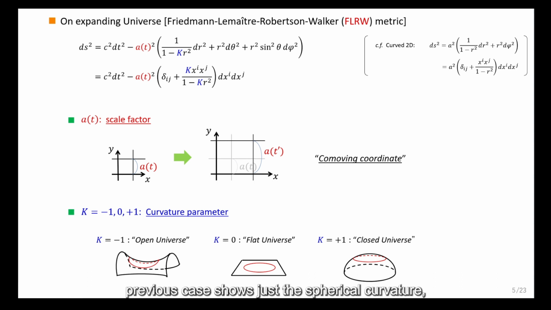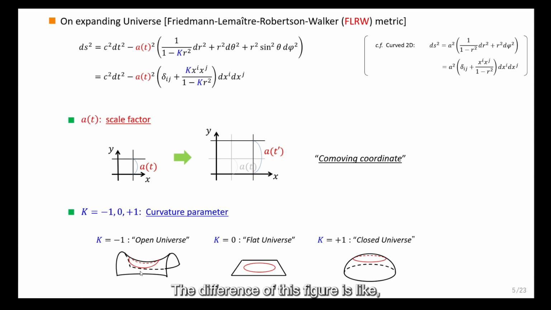The previous case shows just the spherical curvature, but it is also possible to have a hyperbolic surface with constant curvature. If you take k equal to +1, that means the spherical surface, so the shape is like a closed universe. But if you take k as minus, then it shows hyperbolic space, with this kind of shape.